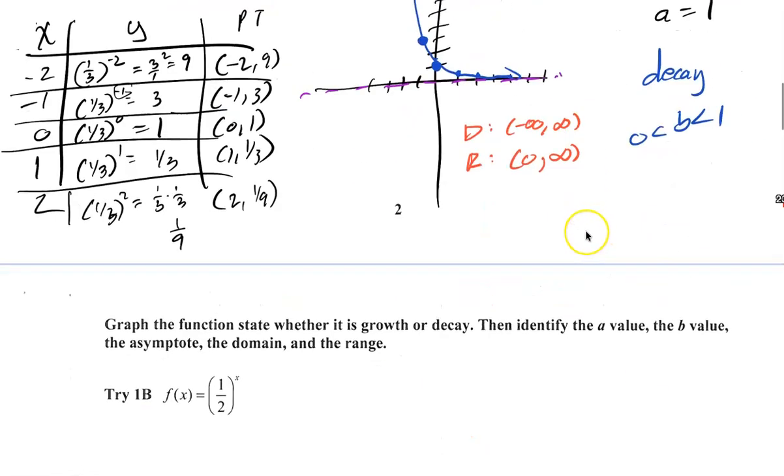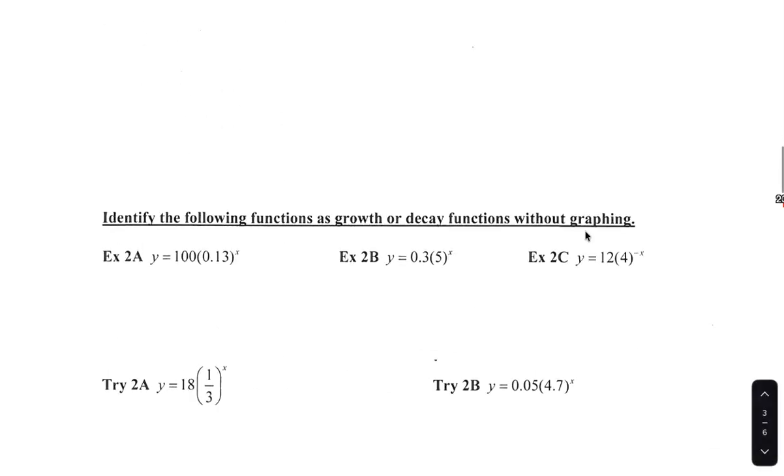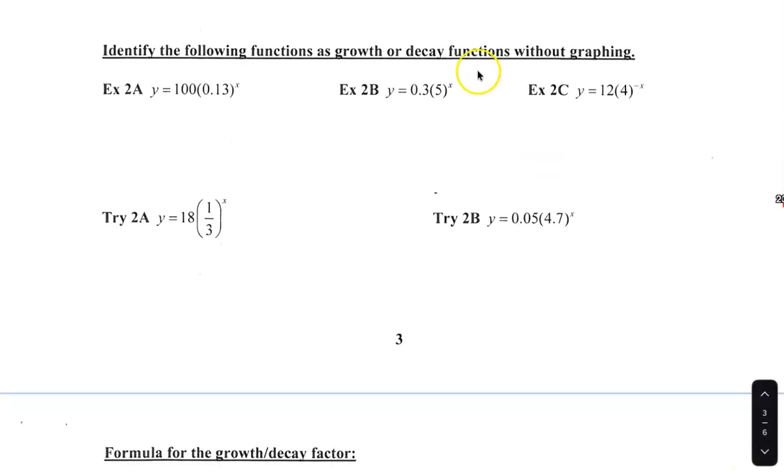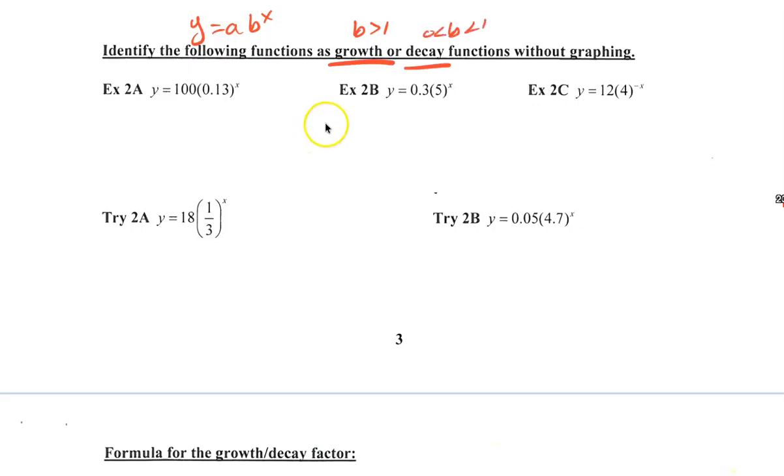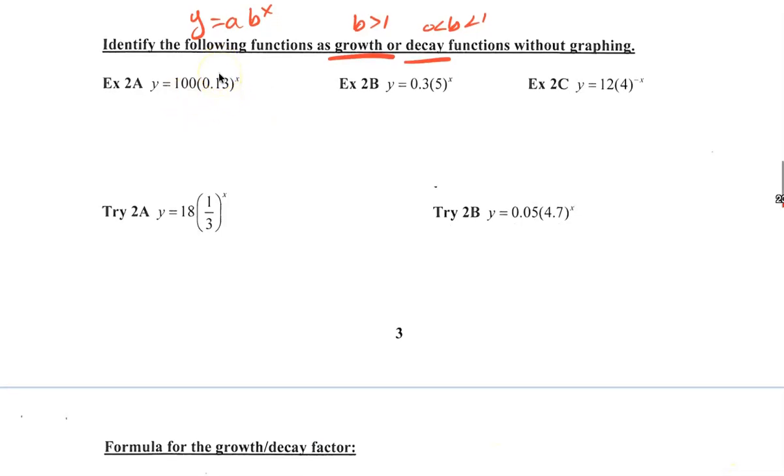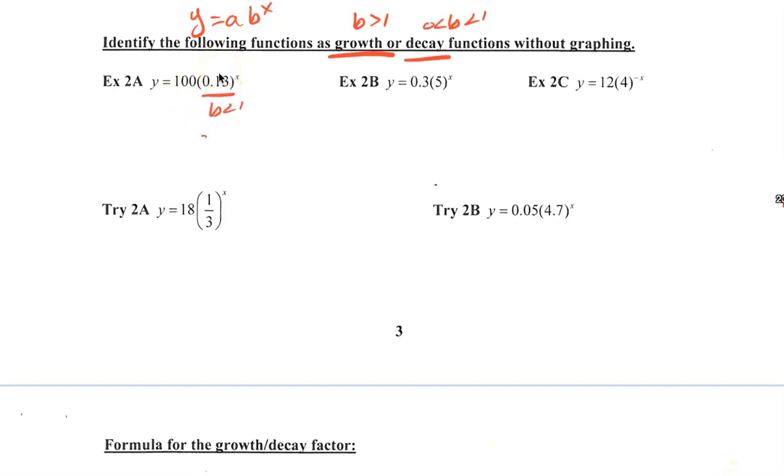Okay. Let's move past that. Now, can we tell if it's a growth or decay just by looking at the functions without graphing? Yes, we can. Remember, our generic function is y equals a b to the x. It's a growth if b is greater than 1. It's a decay if b is less than 1, between 0 and 1. If it's less than 1 generally. So look at the first one here. That's your b is less than 1. That's a decay.